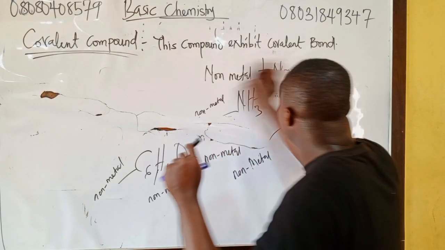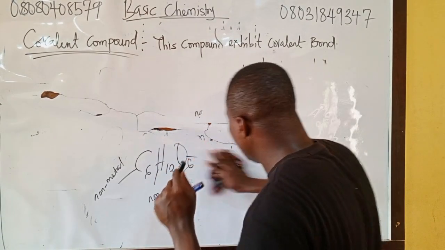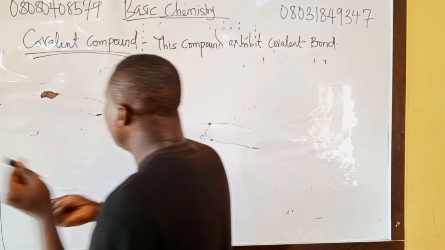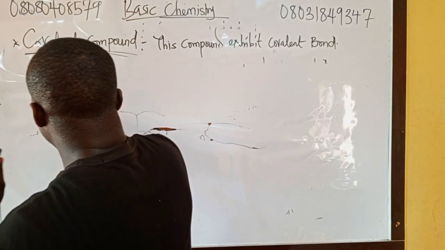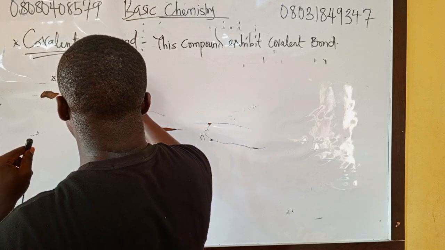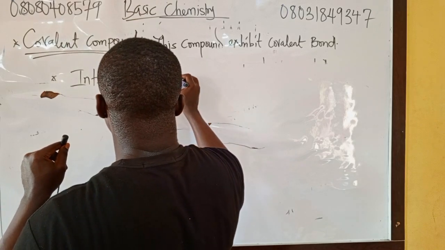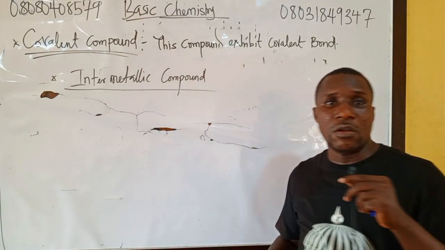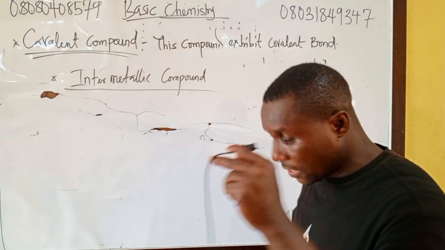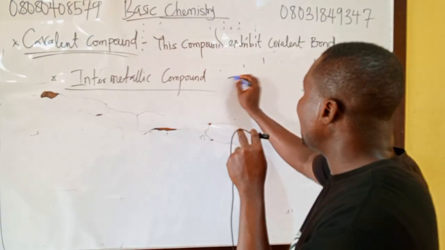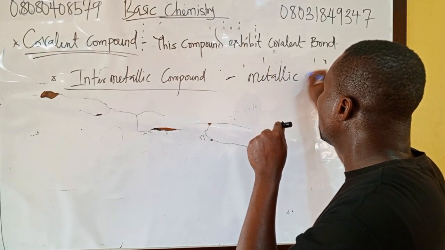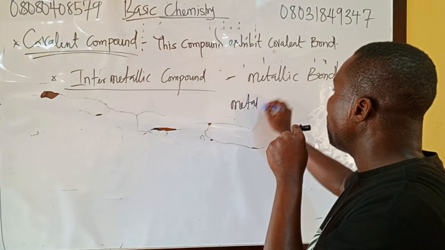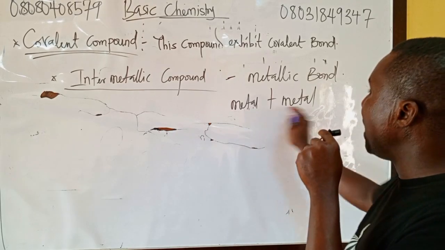Let us move. Next one, intermetallic compound. You can quickly write it down. Intermetallic compound exhibits metallic bond. That means the kind of bond you can find in this compound is metallic bond. And it occurs when you have metal combining with metal.